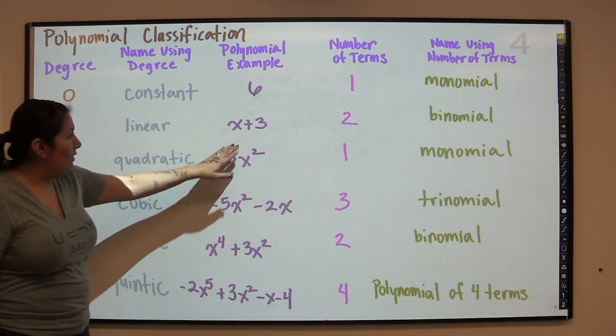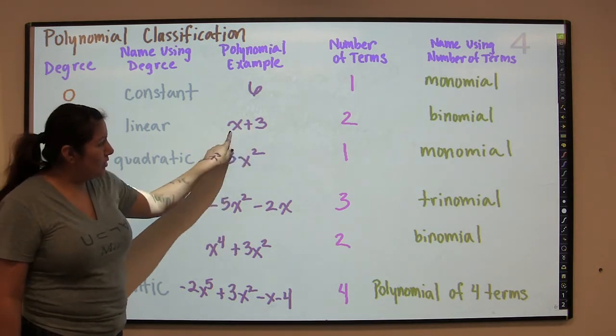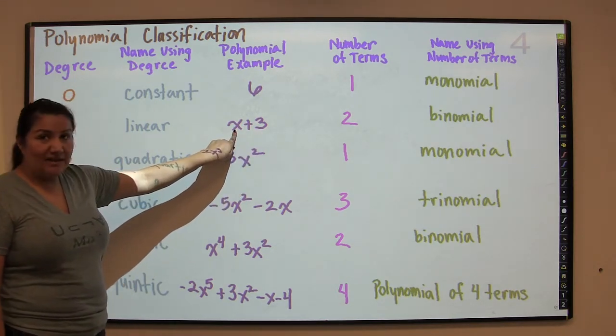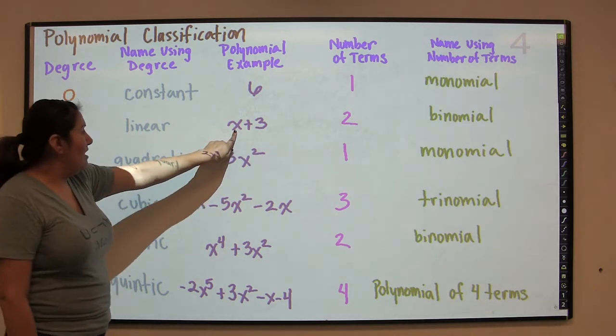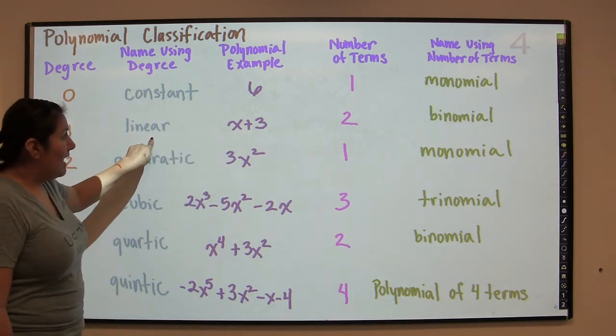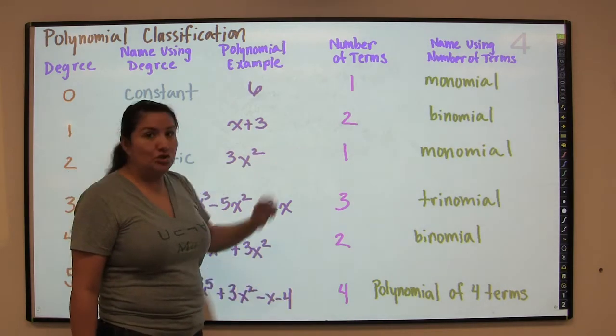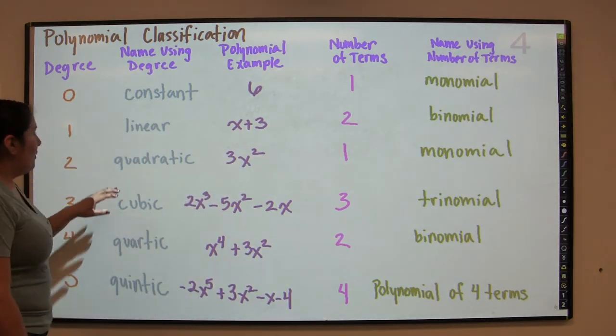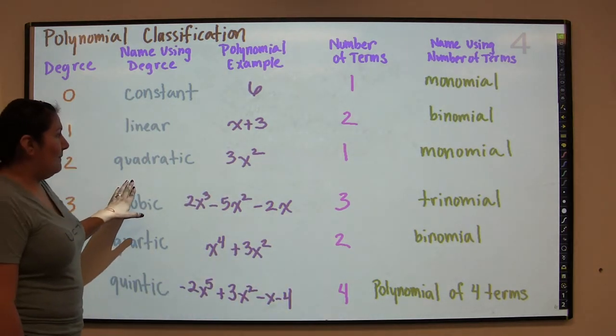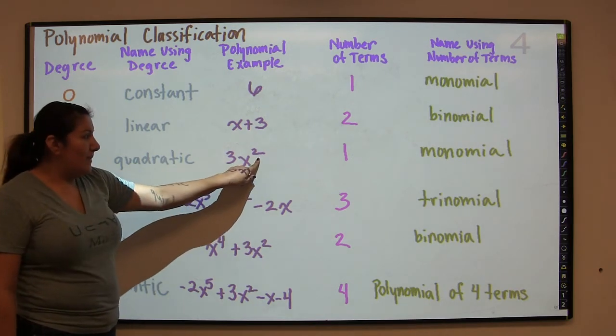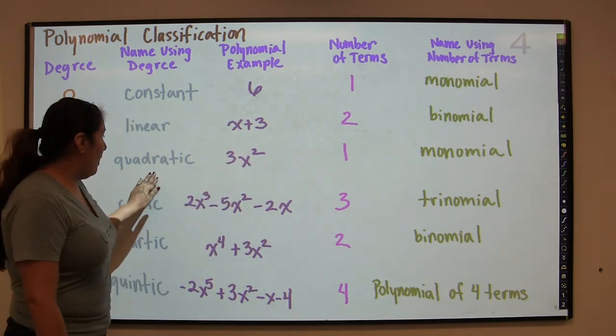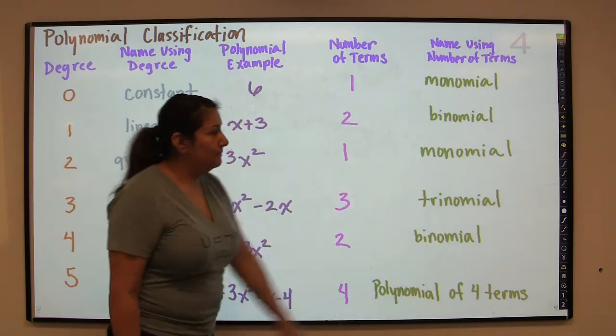Then we have this guy here, x plus 3. We've got two terms. And since the degree of x is 1, it's x to the 1 power, it's considered linear. And a binomial because it has two terms. Here we have a quadratic because it's x squared, but it's only one term, so it's a quadratic monomial.